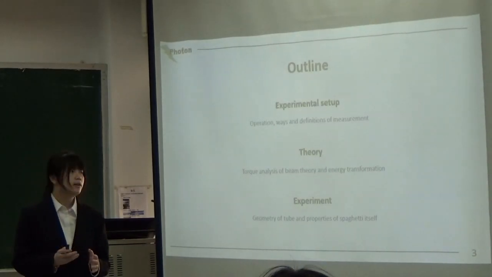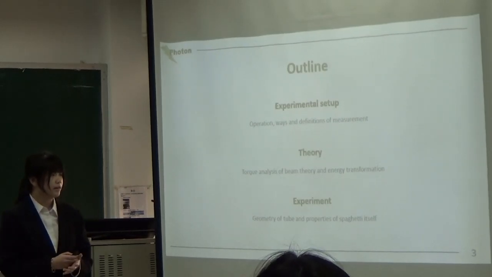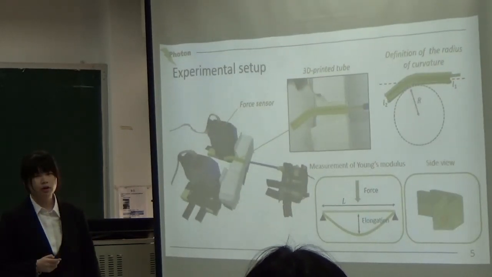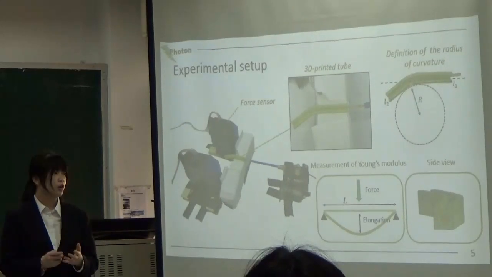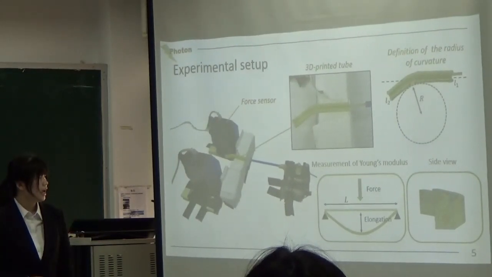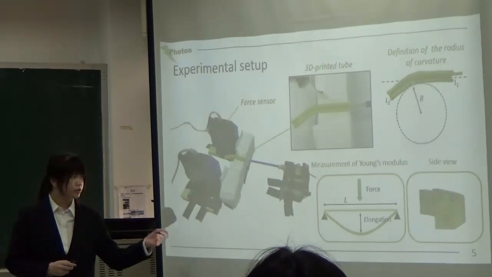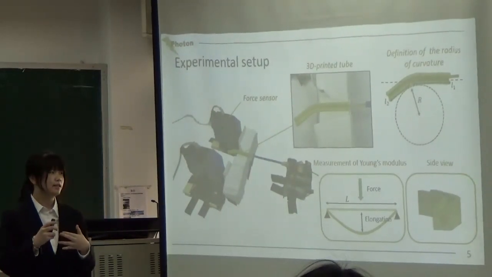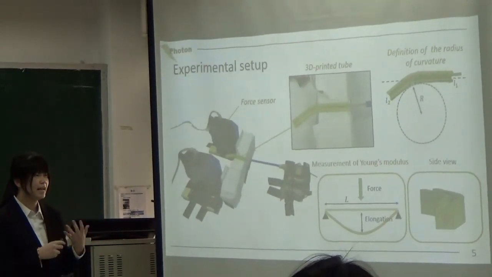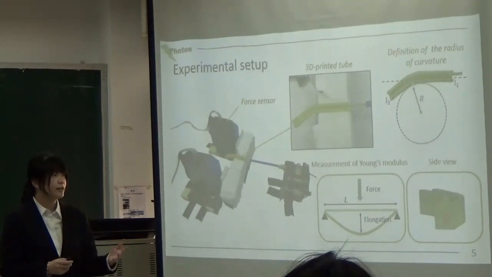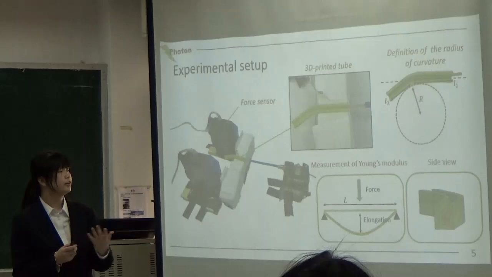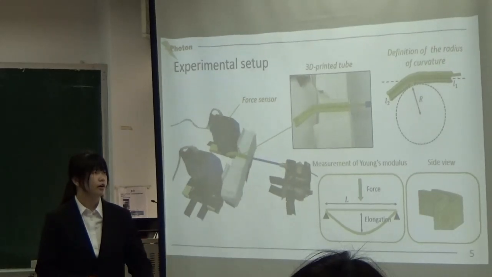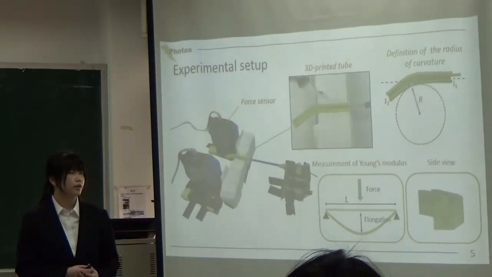So here is the outline. First, we talk about the experiment, then theory and experiment. Here is the experiment setup. We use a force sensor to make sure we use the same force, and we use a 3D printer to push the spaghetti so that we can control and change the velocity. We also use the 3D printer to change the curvature and the diameter. So we can define R as the radius of curvature.